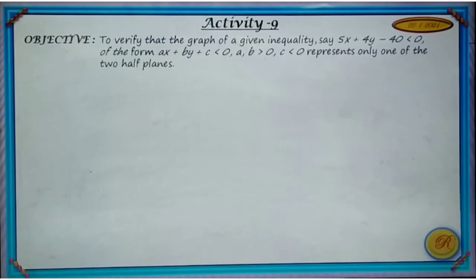Activity. Objective. To verify that the graph of a given inequality, say 5x plus 4y minus 40 is less than 0, of the form ax plus by plus c is less than 0, a, b greater than 0, that is positive, c is less than 0, represents only one of the two half planes.